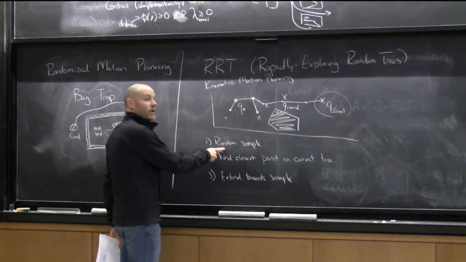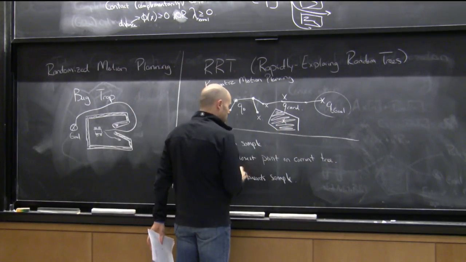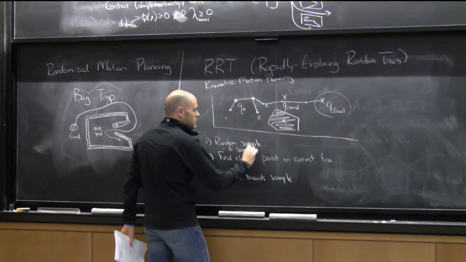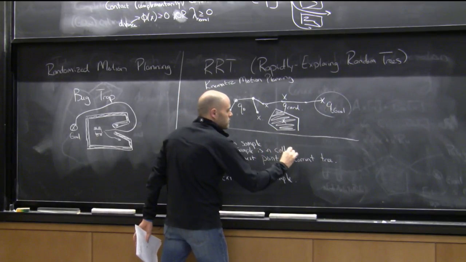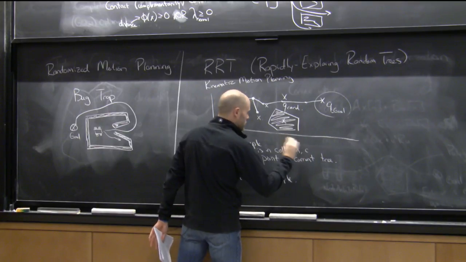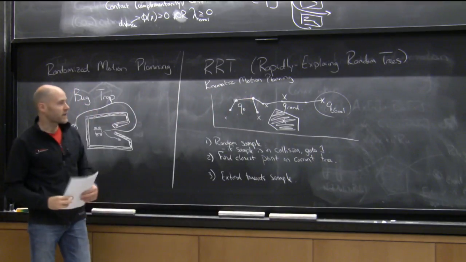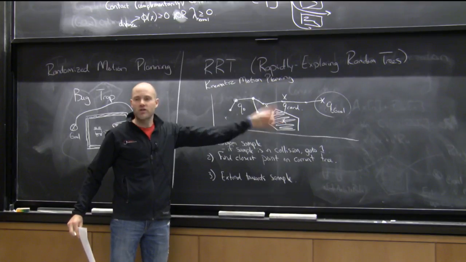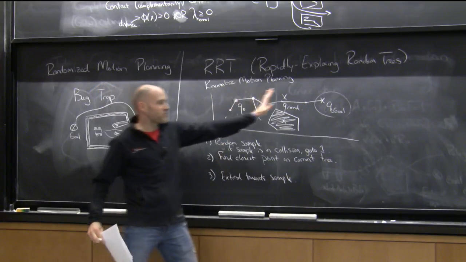I'm still going to pick a random sample. This time, if my sample is in collision, then just continue. Then go to one, okay? So if I pick a sample that's inside an obstacle, I'm just going to throw it away. Rejection sampling, in order to sample from this free space.